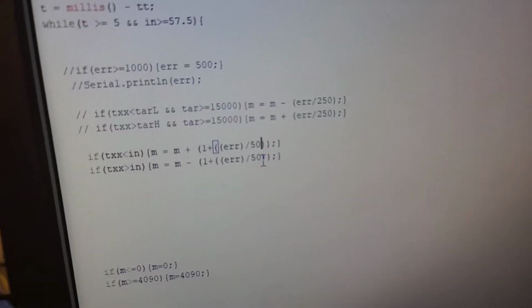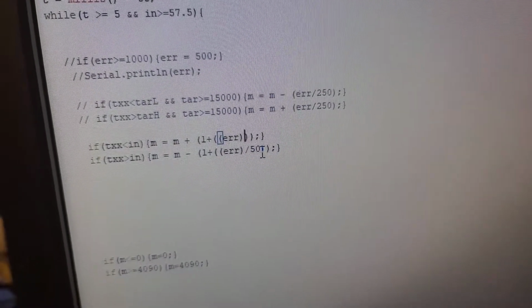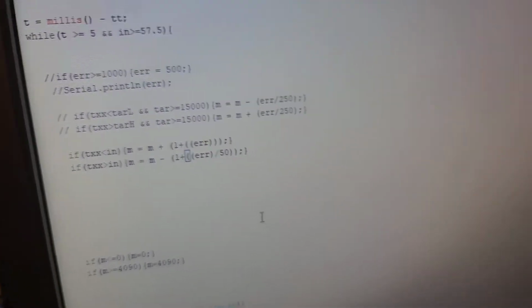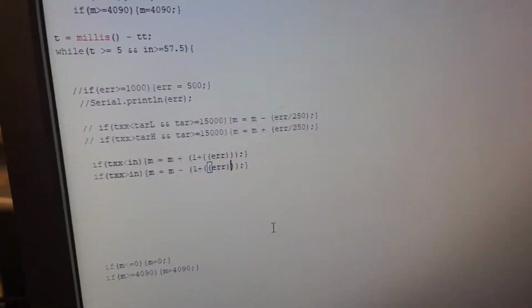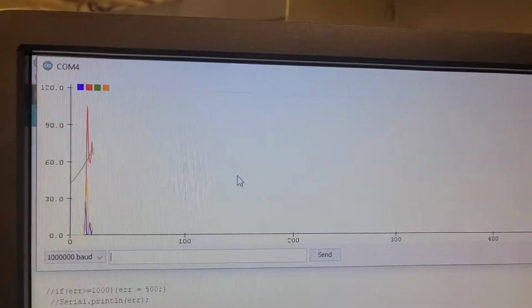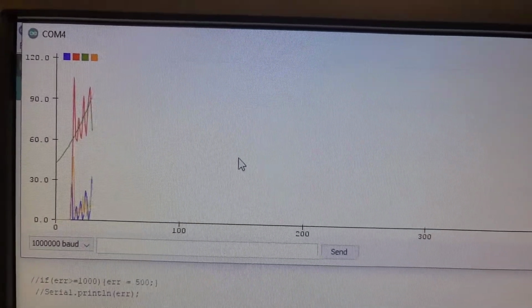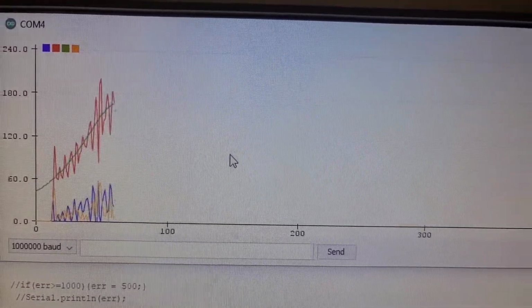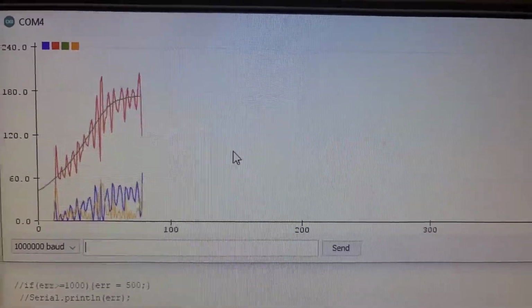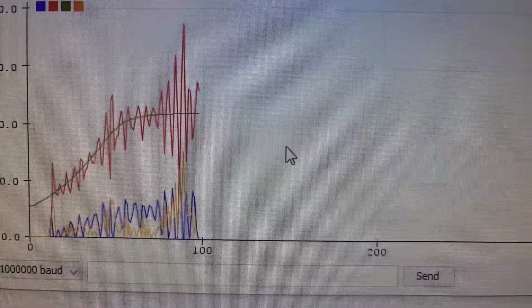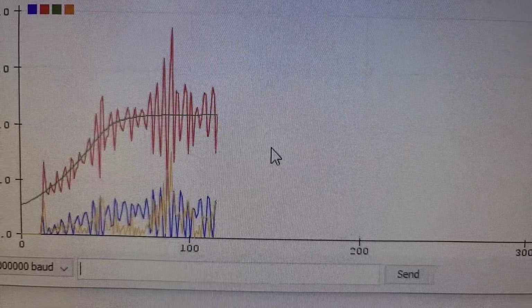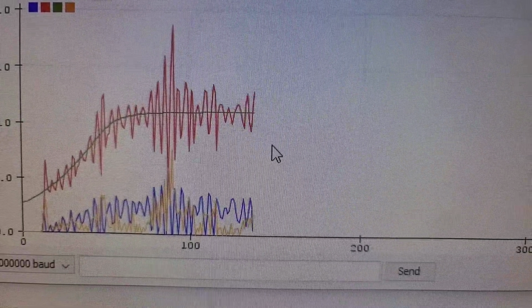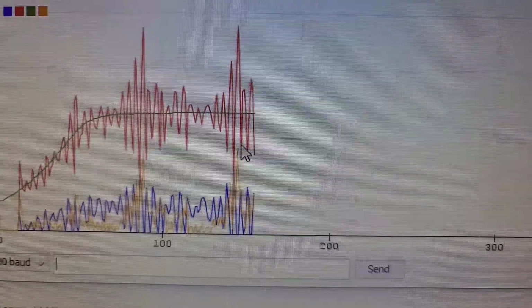I'm just gonna take out this divide by 50 and see if that helps, since we're dividing the error by 50 before we use it, so this should be interesting. Definitely more oscillations in there. Oh my god. It's probably not good for the motor. Holy smokes, Batman.